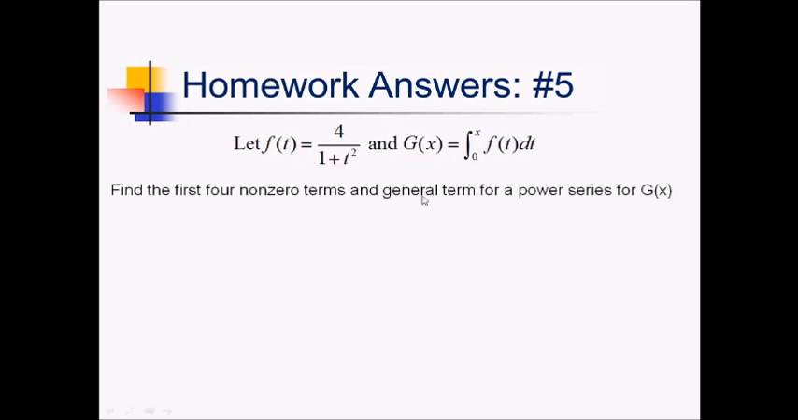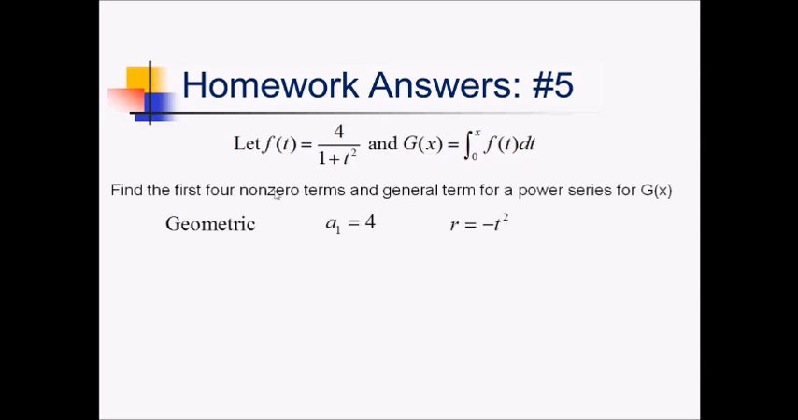Well, it would help if we had a power series for f of t. Now, f of t, the key on this one is realizing that this is a geometric function. We have an a1 value of 4. We have an r value of negative t squared, because that's what's being subtracted from 1 down there. So then I'm just going to generate this series doing my little geometric dance here.